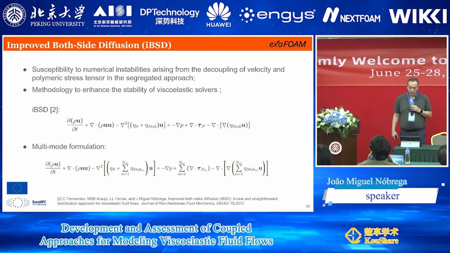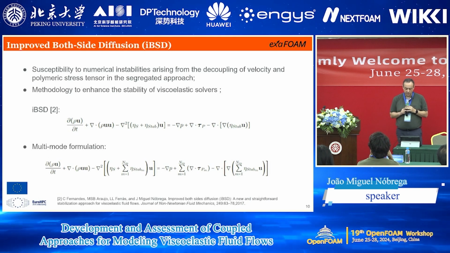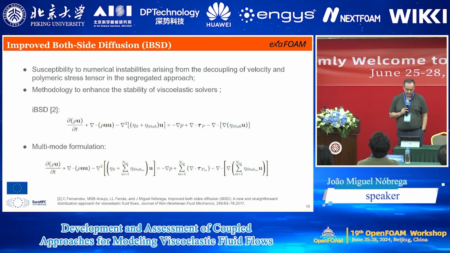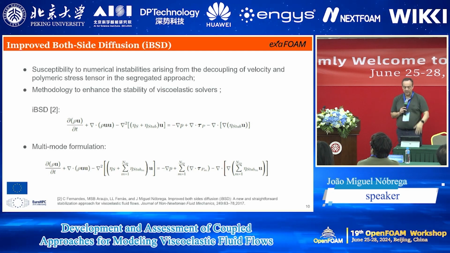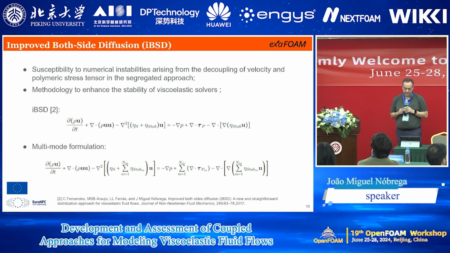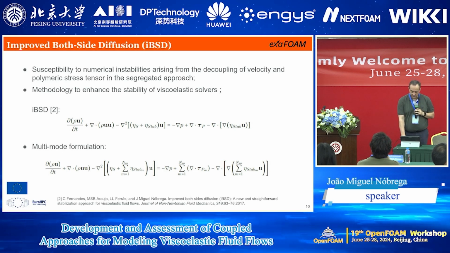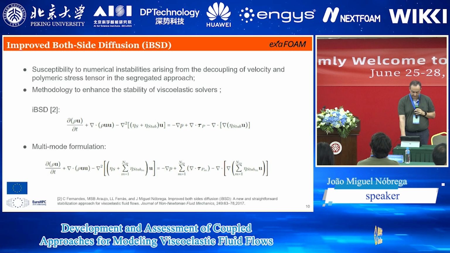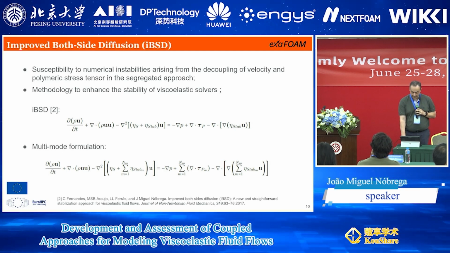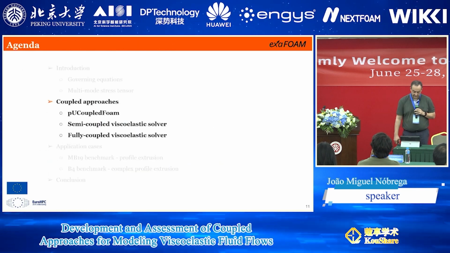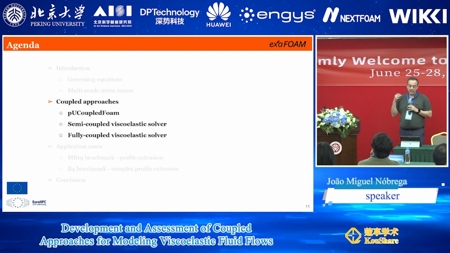Another important detail, because you'll see some modifications on the governing equations, is that in order to additionally couple velocity and stress, we use the improved both sides diffusion. That was an approach developed a few years ago in order to promote the connection. Again, I will not enter into details here.